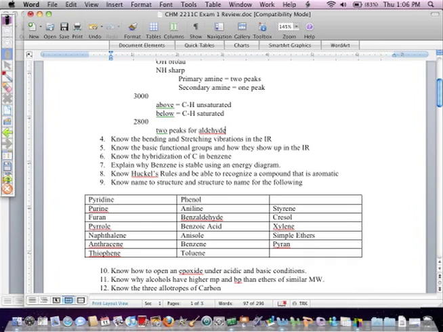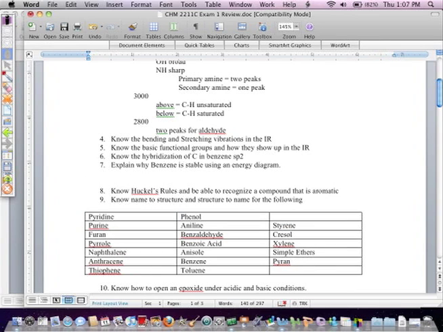But if you break the plane, then you're either what? Wagging or twisting, right? Wagging is if you look like you're what? Probably worshiping somebody. But the twisting looks like, again, you're going back to those aerobic things. How about the hybridization of carbon and benzene? Yeah, it's sp2. Explain why benzene is stable using an energy diagram.